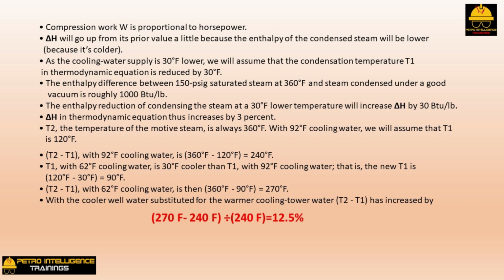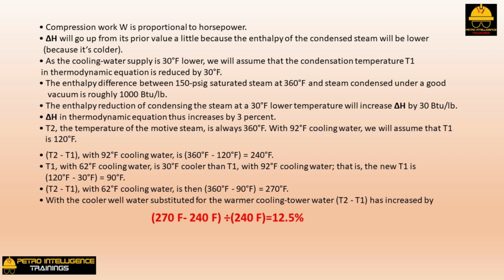Delta H will go up from its prior value a little, because the enthalpy of the condensed steam will be lower, because it's colder. As the cooling water supply is 30 degrees Fahrenheit lower, we will assume that the condensation temperature T1 in the thermodynamic equation is reduced by 30 degrees Fahrenheit. The enthalpy difference between 150 psig saturated steam at 360 degrees Fahrenheit and steam condensed under a good vacuum is roughly 1000 BTU per pound.